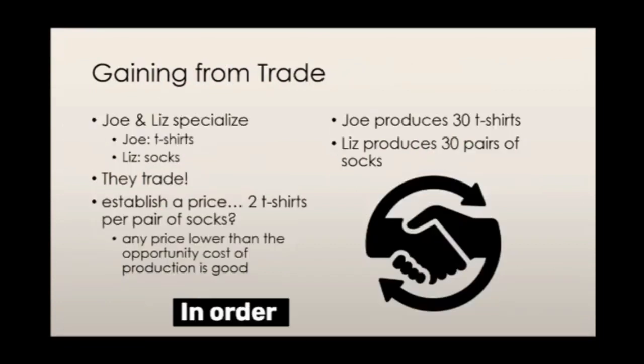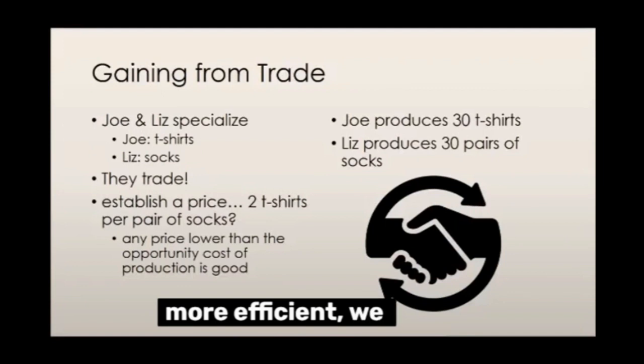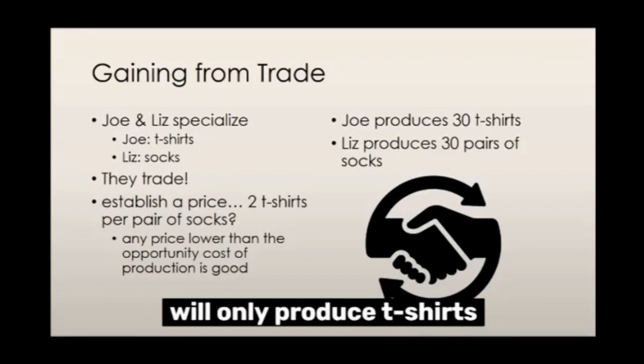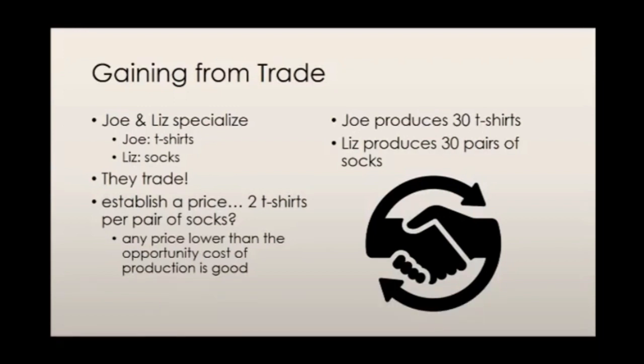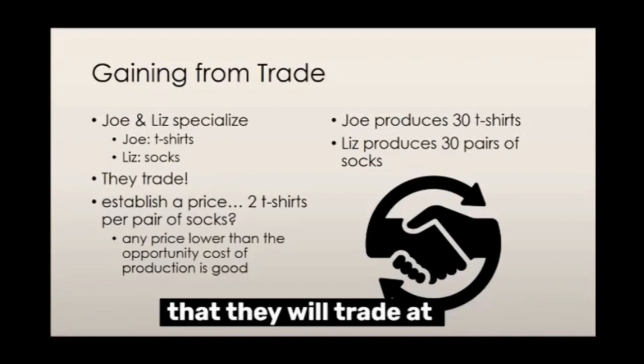The information we extracted from the problem can now be applied to our economy in order to make it even more efficient. We get Joe and Liz to specialize in producing whatever they are more efficient at. Joe has the comparative advantage in producing t-shirts, while Liz has the comparative advantage in producing socks. Thus, Joe will only produce t-shirts and Liz will only produce socks. They then trade with each other.